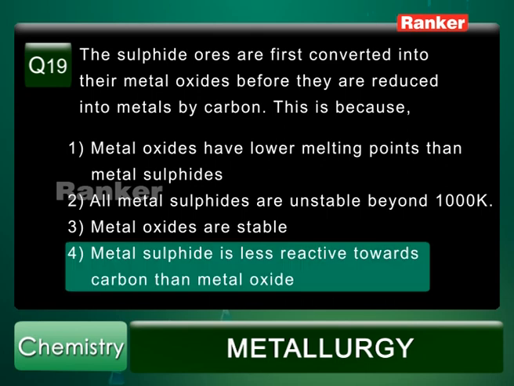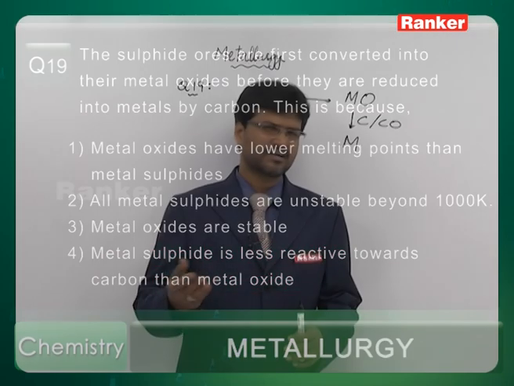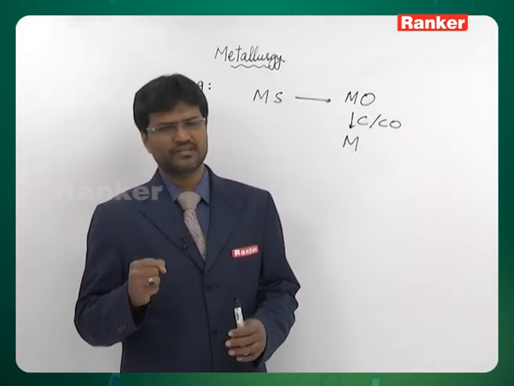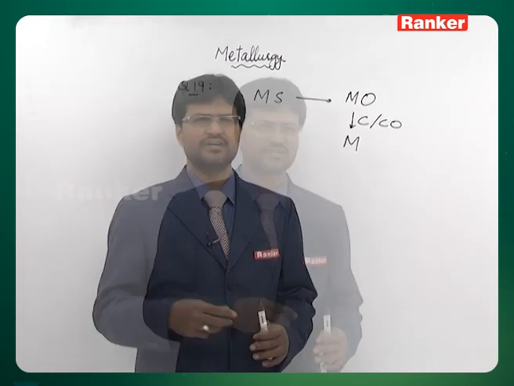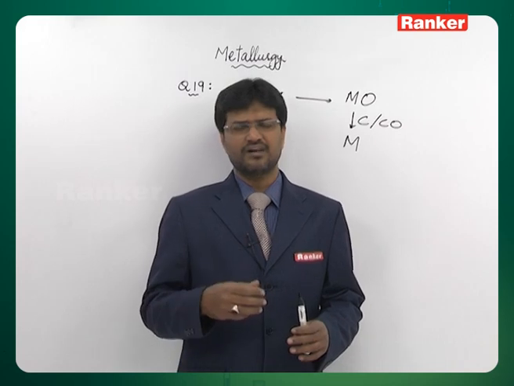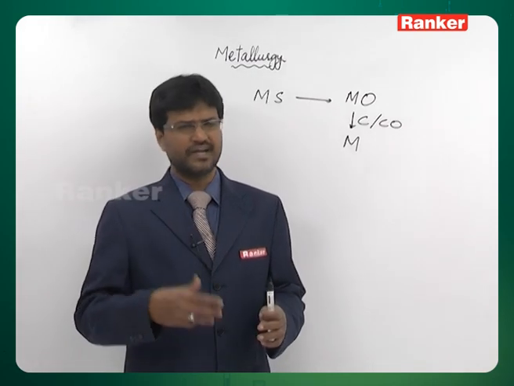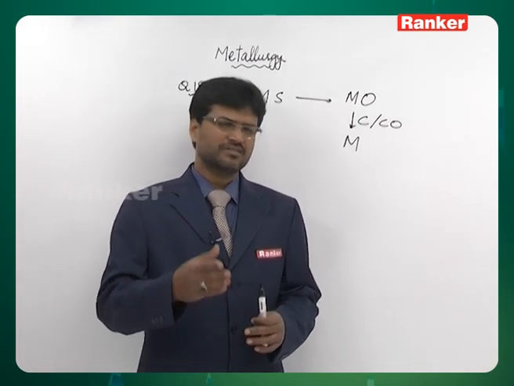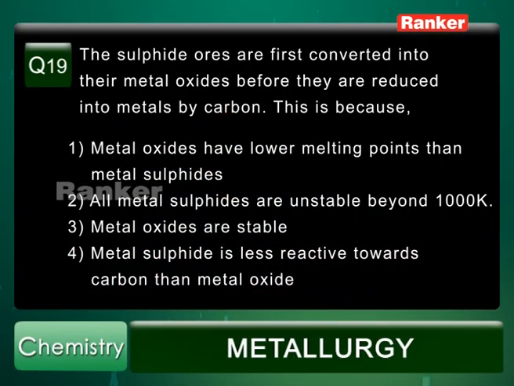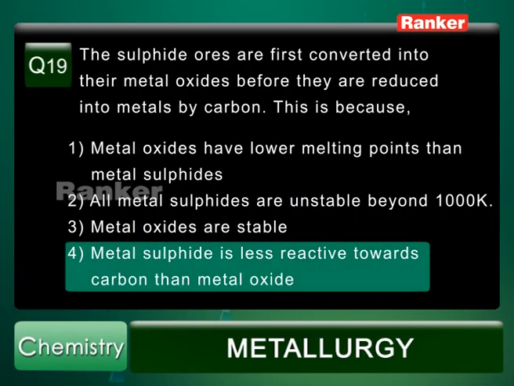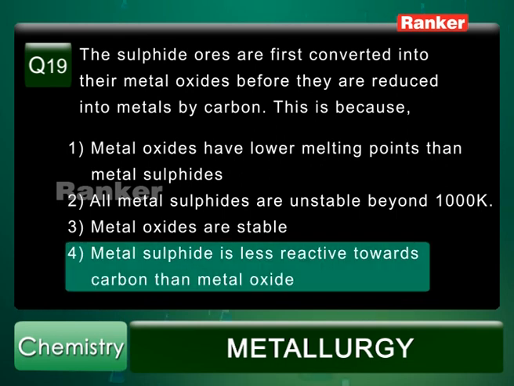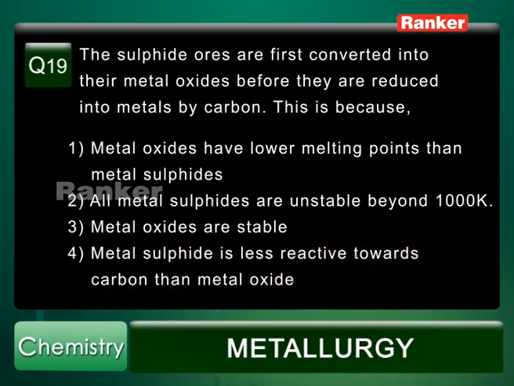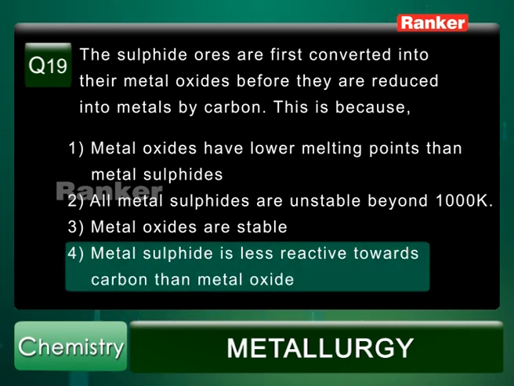Actually, metal oxide, when it reacts with the carbon, you get carbon monoxide, which is a gas. We don't have a corresponding substance. Carbon monosulfide is not available. So this reaction is not feasible. So the correct answer is metal sulfide is less reactive towards carbon than metal oxide. The reason is CS, an analogous compound to CO, is non-existent. Correct answer is fourth option.